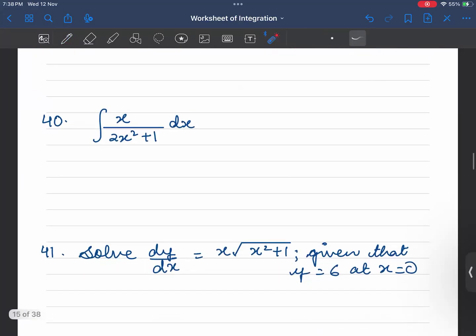Another question, simple again, substitution questions, only for the practice we are doing it. I'm doing it fast, you also do it, so that you will be confident before going for the application of integration.